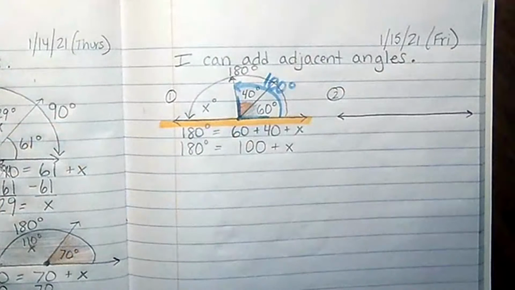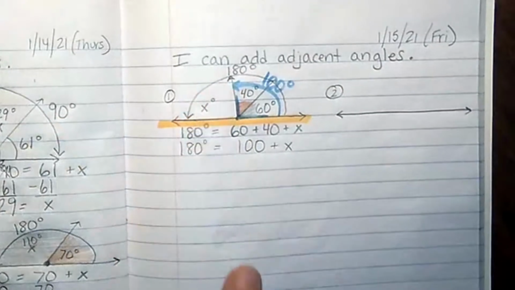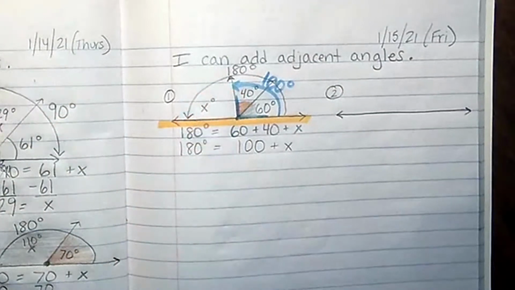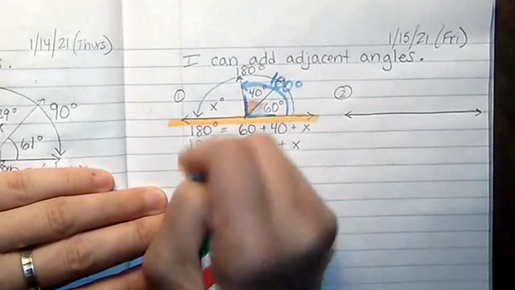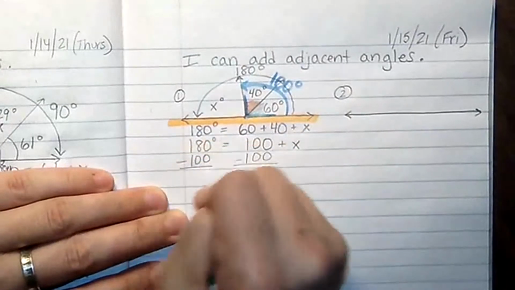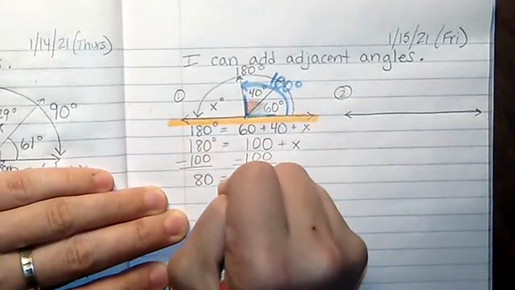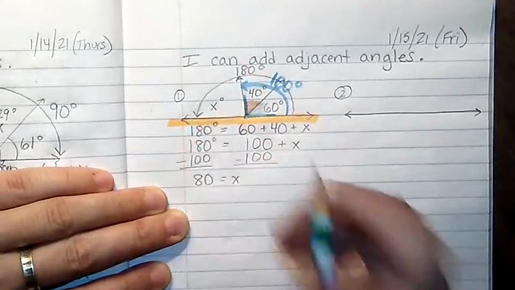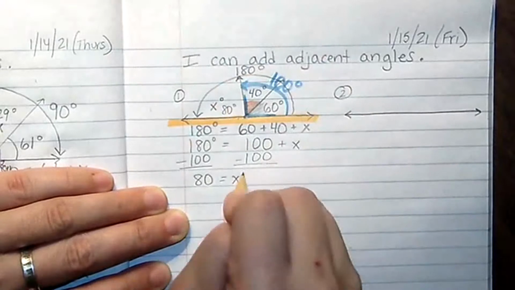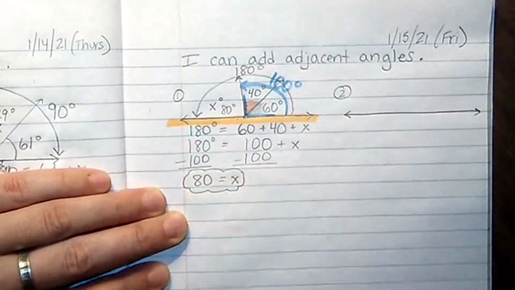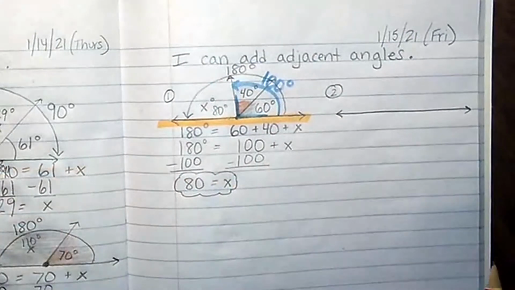So if I have 100 here, how many must be over there? Well, let's use the opposite operation. I'm going to subtract 100. I'm left with 80 for X. So how big is X? 80 degrees. And that makes sense because 80 plus 100 would give me 180.